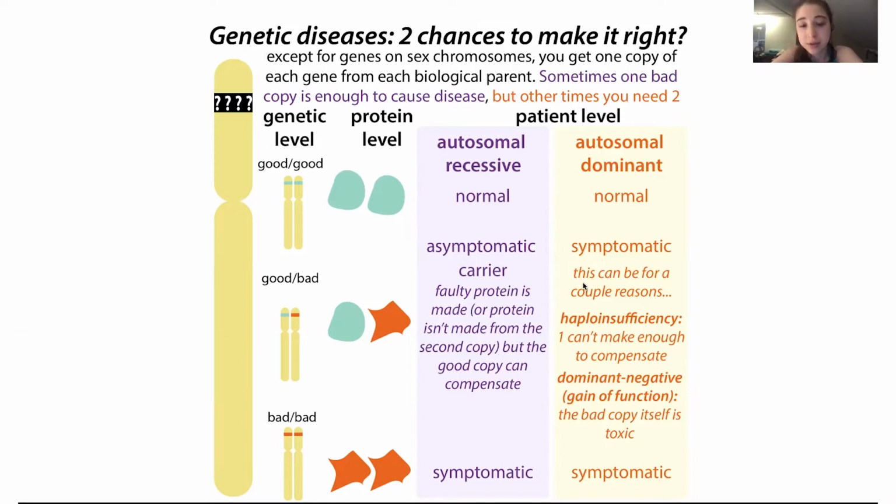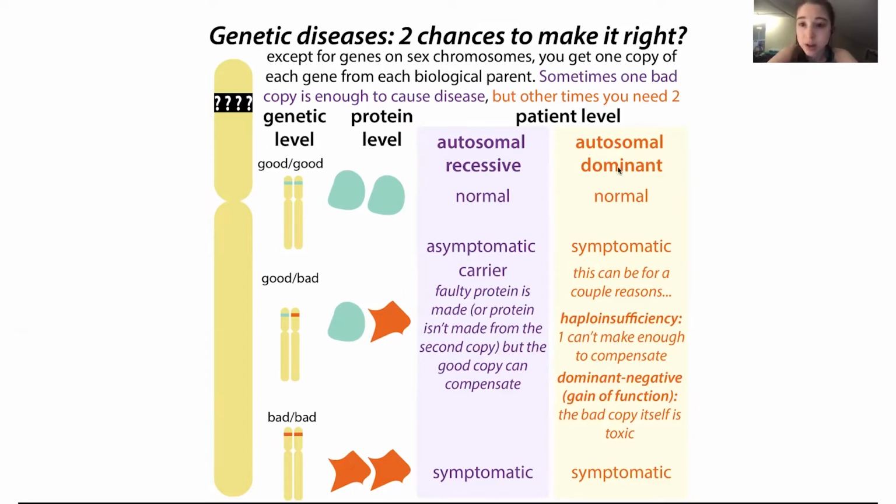And so if you have 1 good copy, the other can compensate, and so you'd be asymptomatic, but you have the chance of passing it down to a child who, if they inherit a second bad copy from the other parent, then they would have the disease. So this was an example we saw with sickle cell. We'll talk more about sickle cell again, because we talked about it before, and we'll talk about how it is similar and different.